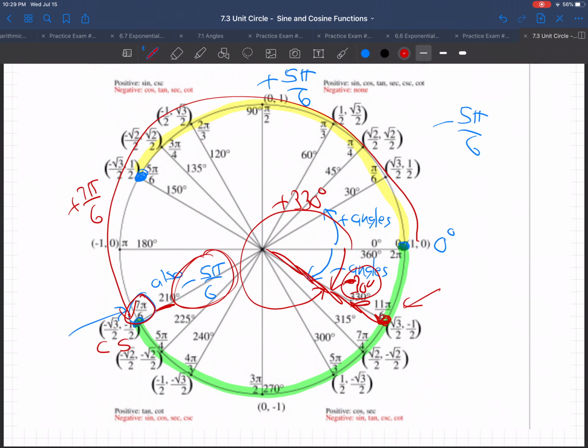Do you see how that's symmetric? If this is positive 5 pi over 6, then this must be negative 5 pi over 6. It's also 7 pi over 6 positive. It's also 210 positive. So angles have several ways they can be referred to. Those all refer to the same spot. That's how you handle negative angles.